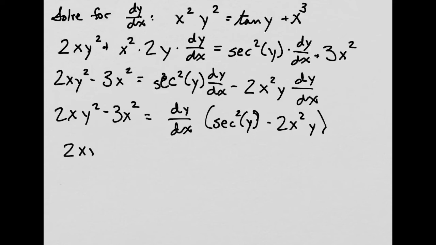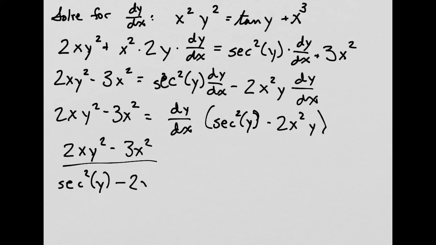And so you have 2x y squared minus 3x squared all over secant squared of y minus 2x squared y is equal to dy/dx. And then that is it for that type of problem.